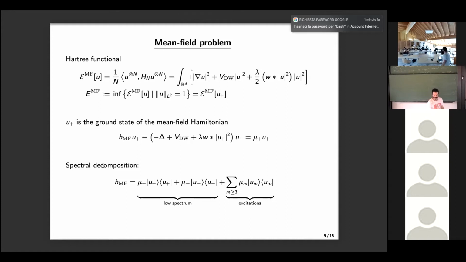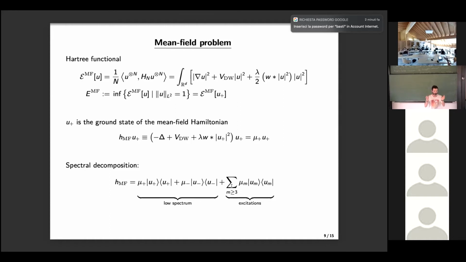Okay. And since H mean field has compact resolvent, right? Because this external potential still grows as a double well, but in particular for any fixed L, it grows at infinity. We can write a spectral decomposition of the mean field Hamiltonian in terms of eigenvalues and eigenvectors. So as I said, by definition, we call mu_plus the ground state, the lowest eigenvalue with eigenvector u_plus. Then the next one we call u_minus with eigenvalue mu_minus. And then we have all the excited modes.